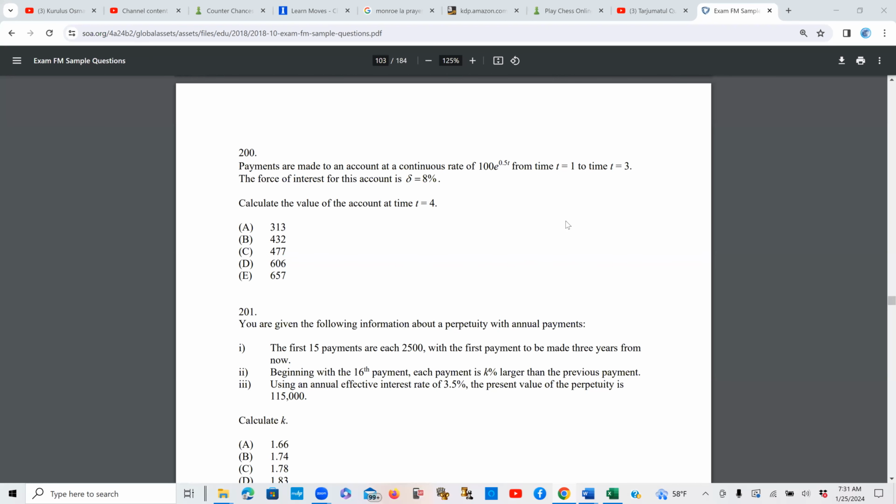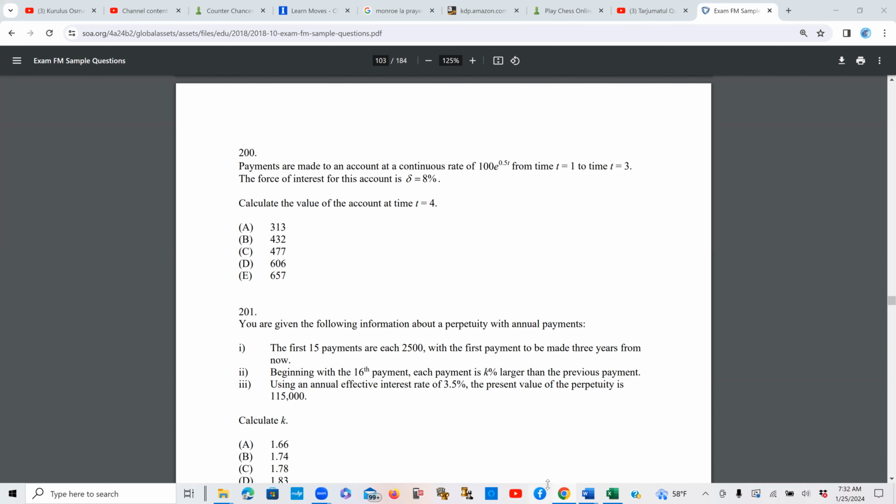Payments are made to an account at a continuous rate of 100e^(0.5t) from times 1 to 3. The force of interest for this account is 8%. Calculate the value of the account at time 4. So here, the continuous payment rate is variable and the interest rate is constant.